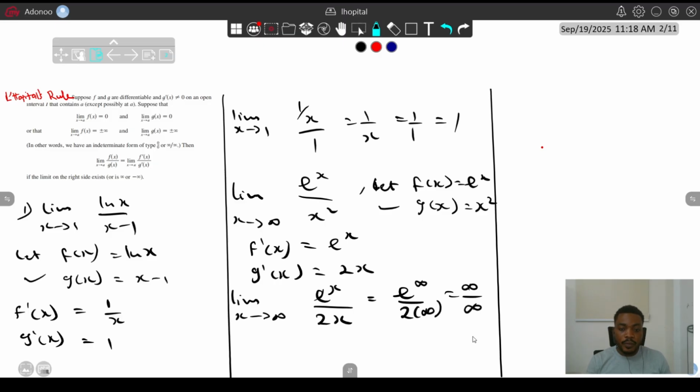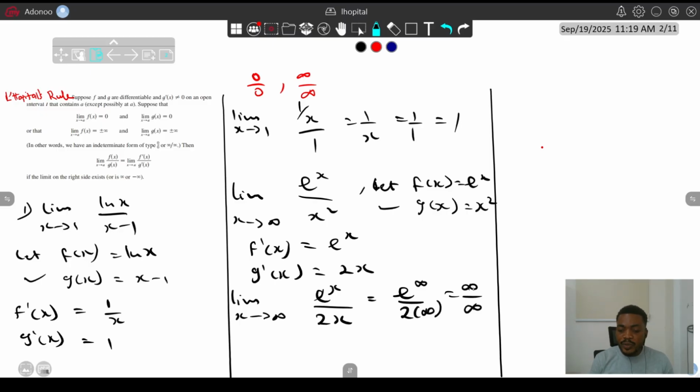An indeterminate form. Notice that we keep getting the indeterminate forms 0 over 0 and then infinity over infinity. So basically, once we have these indeterminate forms, we apply L'Hopital's rule. All right, so let's continue with this question.